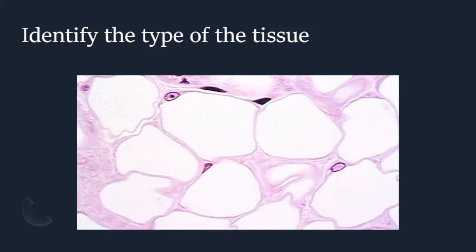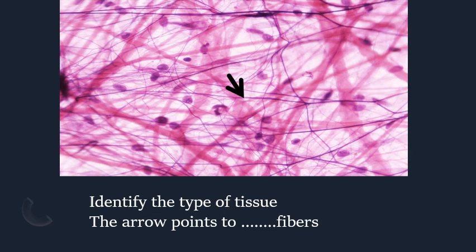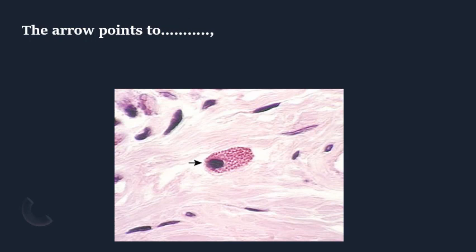Try it by yourself. Identify the type of tissue. White adipose connective tissue. Identify the tissue. Loose areolar connective tissue. The arrow points to elastic fibers. The arrow points to mast cell stained with toluidine blue.